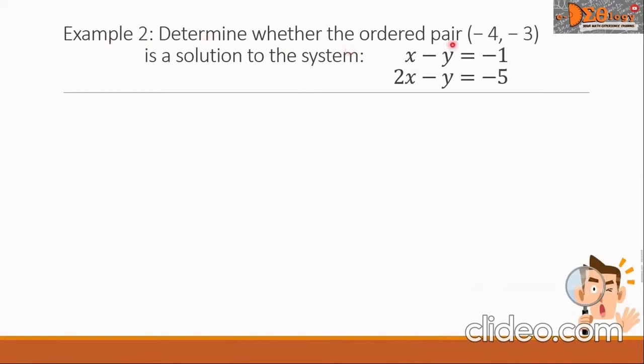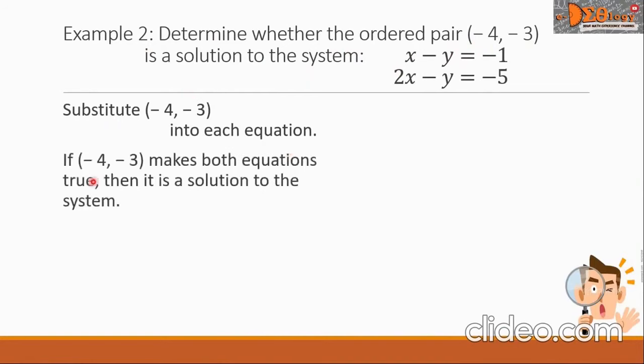Determine whether the ordered pair (-4, -3) is a solution to the system. And this is the same system of equations from our example 1. So what we're going to do is to substitute this ordered pair (-4, -3) into each equation. If the ordered pair makes both equations true, then it is a solution to the system.